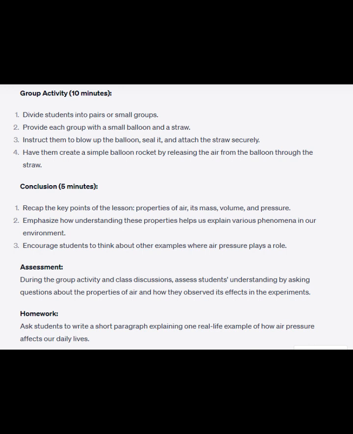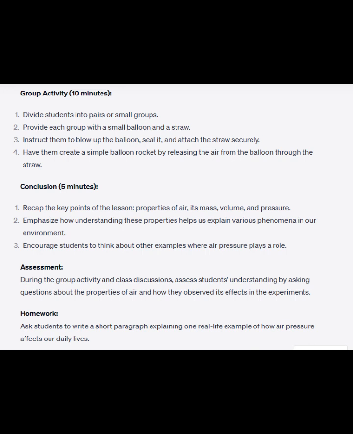Conclusion: 5 minutes. Recap the key points of the lesson: properties of air, its mass, volume, and pressure. Emphasize how understanding these properties helps us explain various phenomena in our environment. Encourage students to think about other examples where air pressure plays a role.